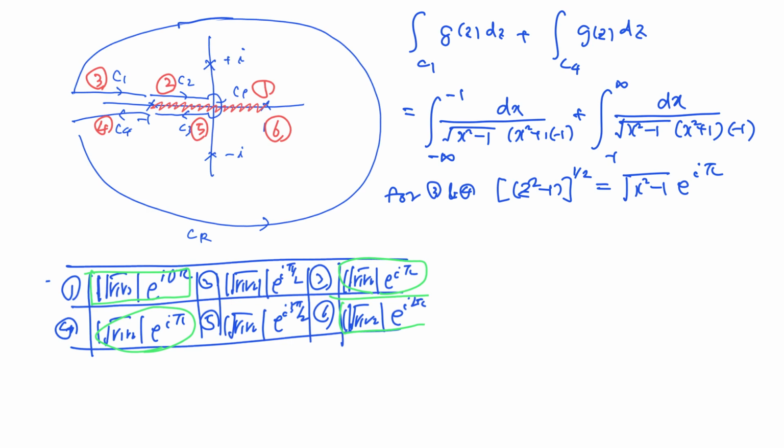So what happens to the C1 plus C4? It becomes the same integral but with the opposite lower and upper bound. So if you change the bound, you have a minus sign, right? So if you add the C1 and C4, you will get 0.